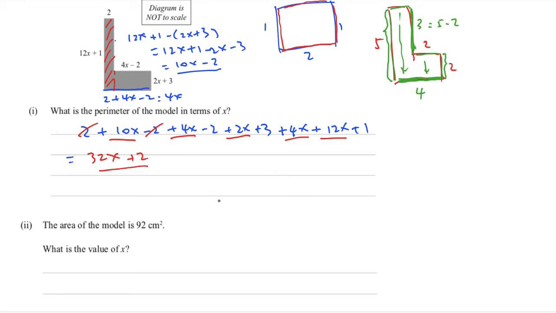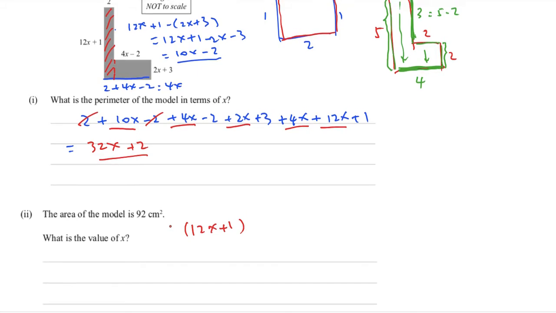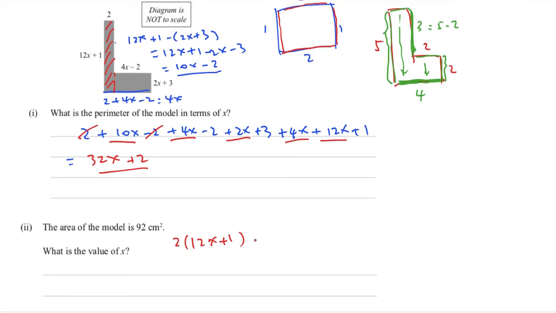So the first one, the base is 2, the height is 12x plus 1. What is the area of a rectangle? Base times height. Excellent. So that's going to be base, which is 2, right? Base times height. That's the first area.